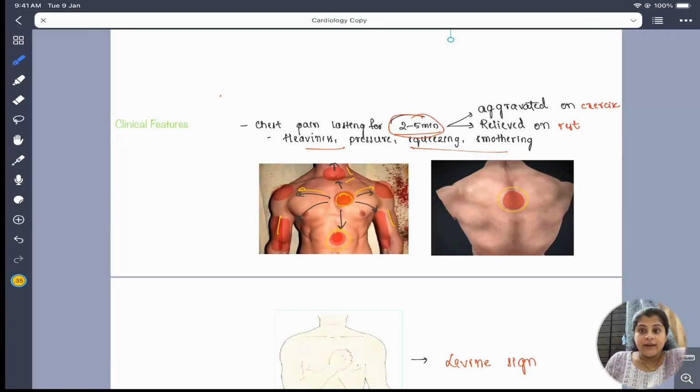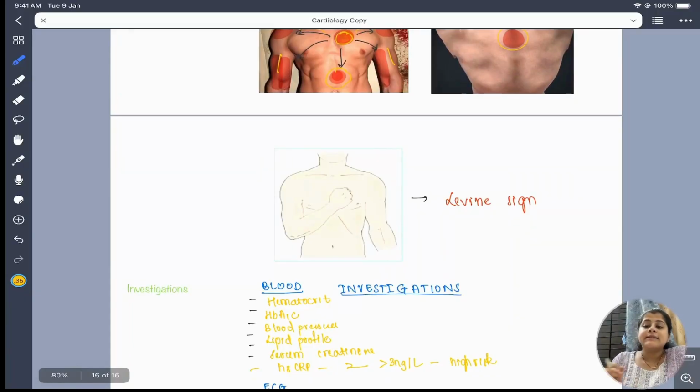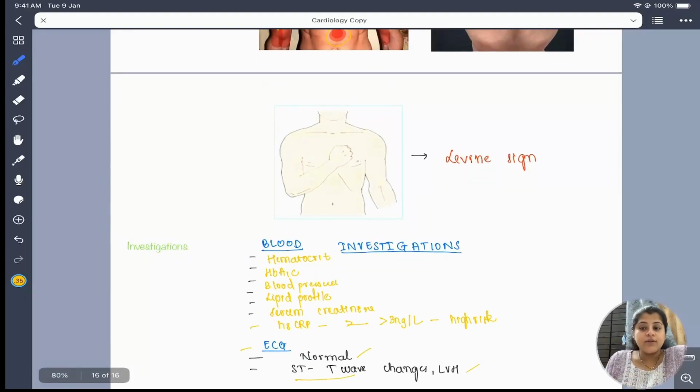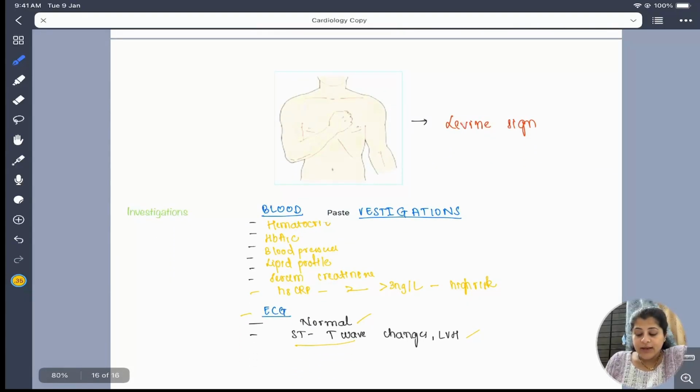It can radiate to arms, it can radiate to shoulder, it can radiate to jaws and epigastric area. It can also radiate to interscapular region. They might also have Levine sign, where they put their fist over their chest. So once you're suspecting chronic stable angina, you will ask the patient to get hematocrit, HbA1c, blood pressure, lipid profile, serum creatinine done. You will also check highly sensitive C-reactive protein. Anything more than 3 nanogram per liter is considered high risk for coronary artery disease.